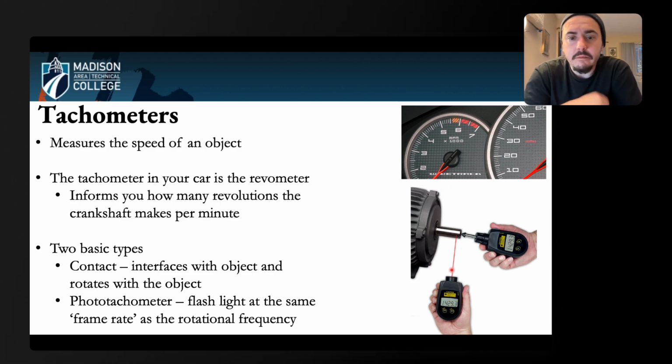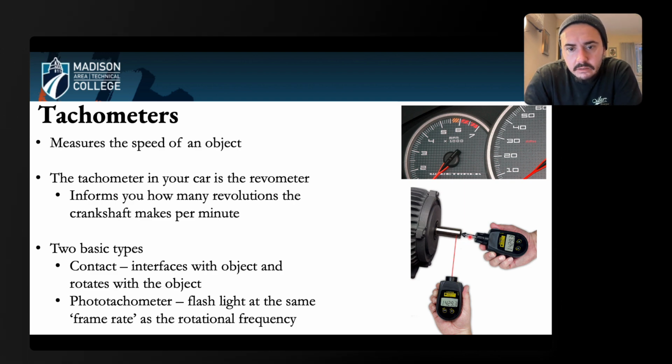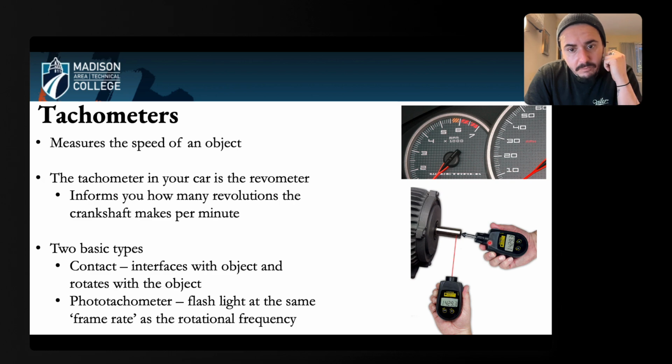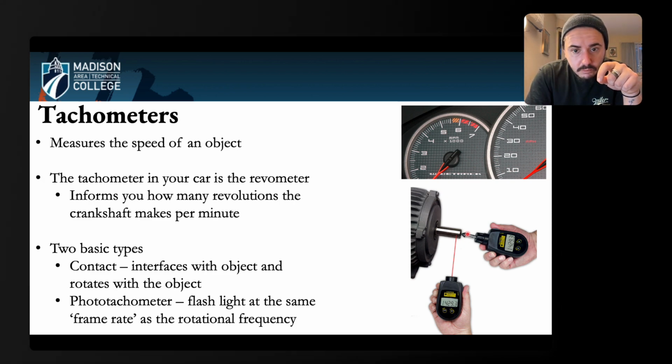There are two different kinds, shown here: a contact tachometer and a contactless tachometer. The contact tachometer interfaces with whatever object I'm measuring. In this case, I have a motor here and a shaft coming out of this motor. I interface with that shaft with my device. As the shaft spins, my device, this little probe here, spins with it, and it simply tells me how fast it's spinning.